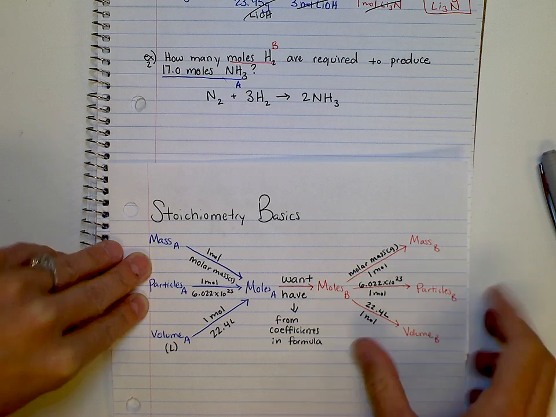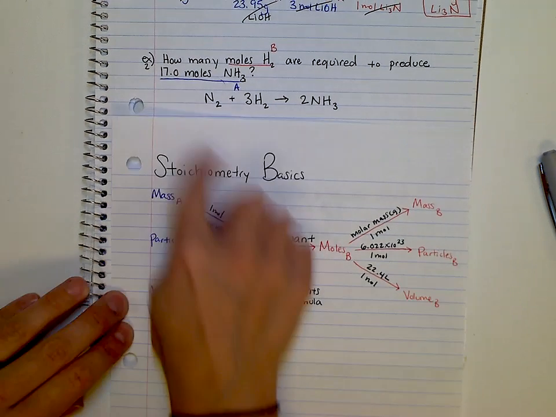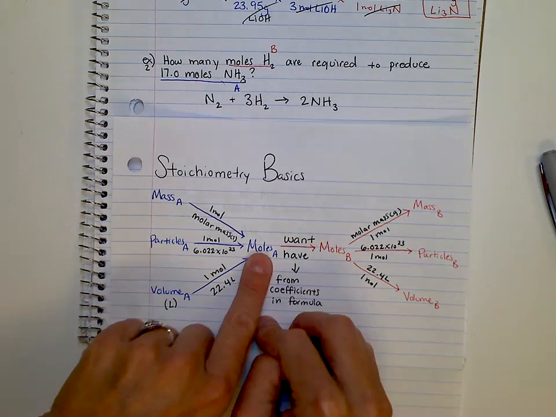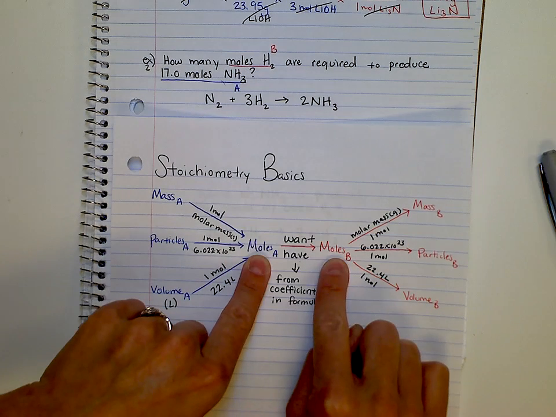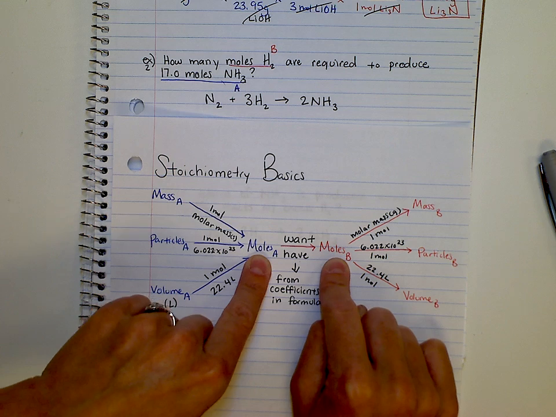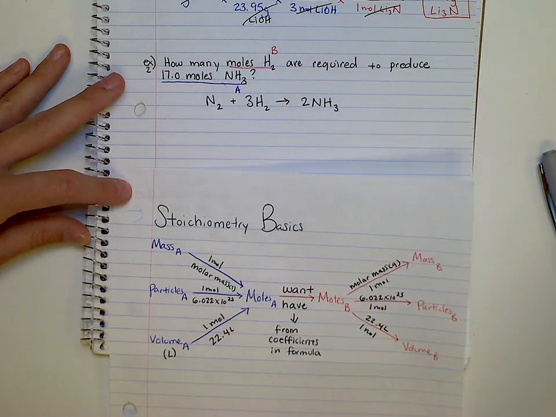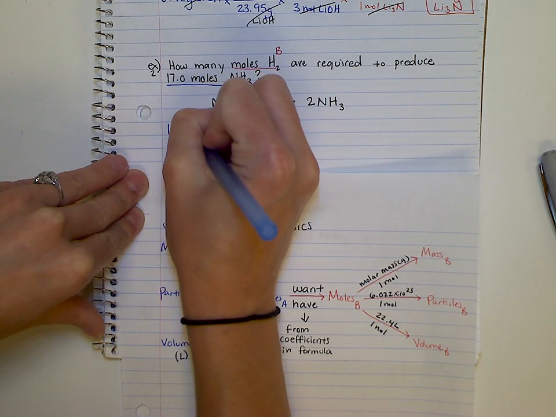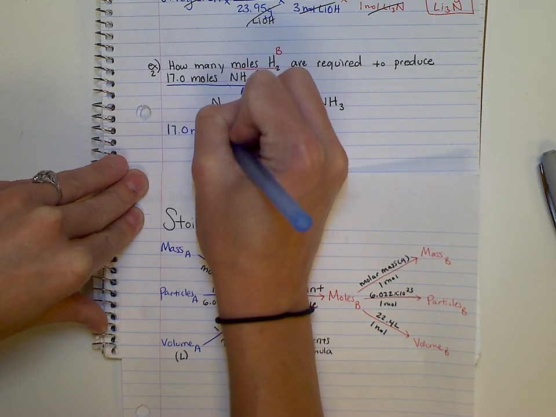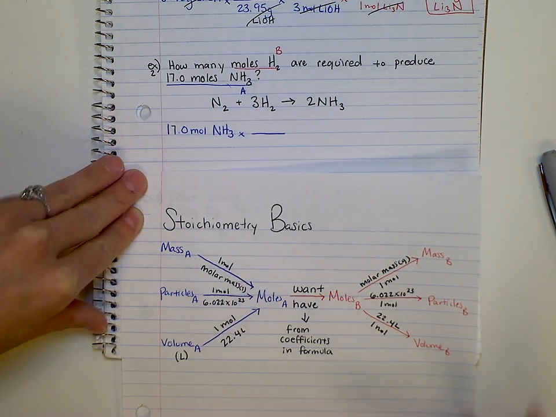And now I can pick where I'm starting and ending here on my roadmap. According to this, I'm in moles of A, so I'm starting there, and I want moles of B, so I'm ending here. So all I have to do is one conversion and then I'll be done. So you always start these problems with what you're given. So I have 17 moles of NH3.